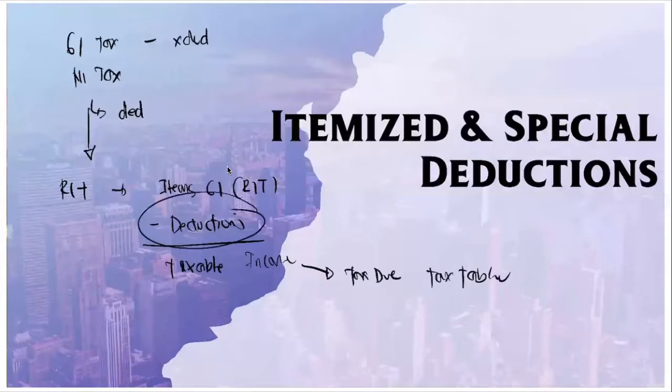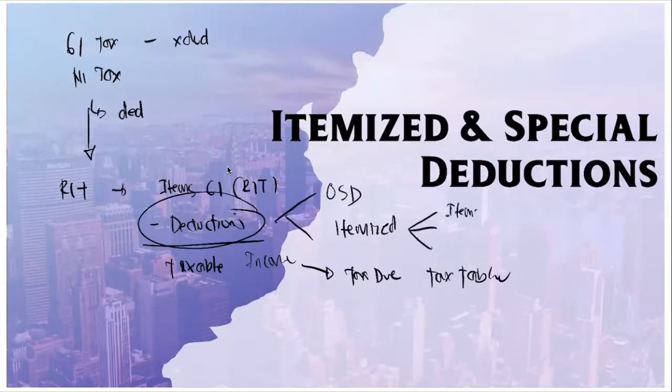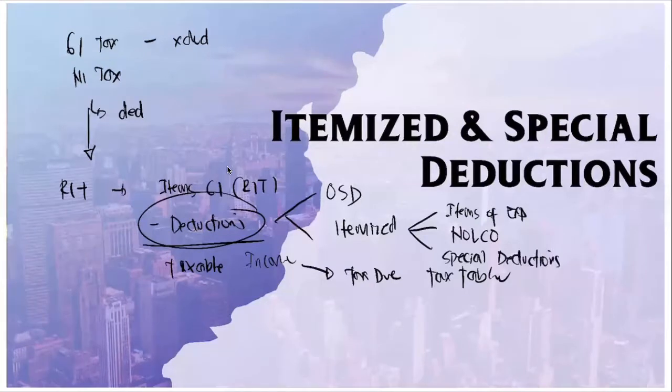We said that your deductions can be either OSD or itemized. And when we talk about itemized, it is composed of three main deductions. These are your items of expenses, your net operating loss carryover, and your special deductions. So just a quick overview of these three items. For the items of expenses, these are your actual expenses that can be deducted as provided under your National Internal Revenue Code as amended by your TRAIN law.